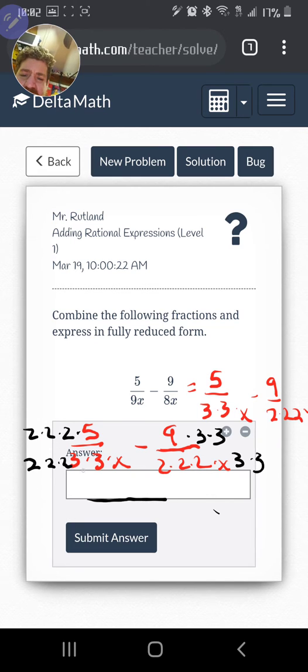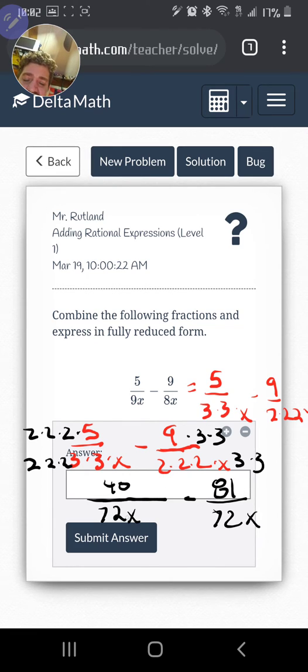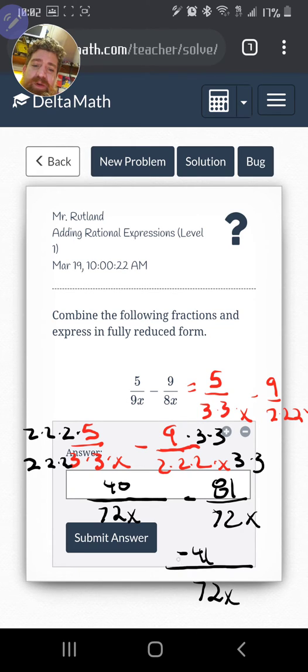This first fraction becomes 40 over 72x. The second one is, what's that, 81 over 72x. Okay, then the operation is subtraction, so we just subtract the numerators. The denominators are going to stay 72x. They're not going to change unless it reduces in the end. So 72x, 40 minus 81 in the top is going to take us to negative 41.